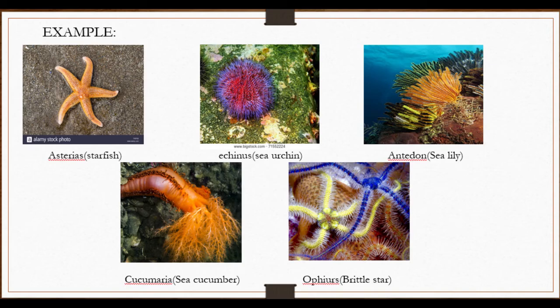There are some examples given. Asterias, that is the starfish. Echinus, also known as sea urchin. Antedon, called sea lily. Cucumaria, which is called sea cucumber. Ophiura, that's called brittle star.